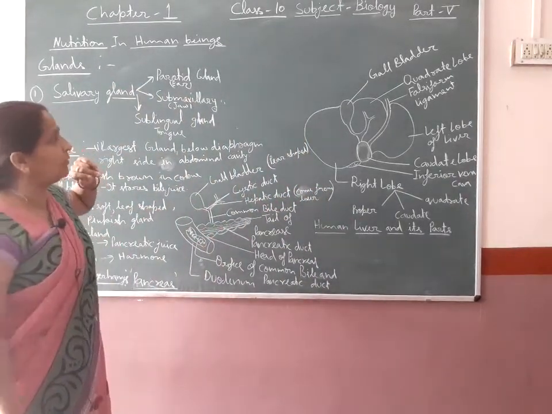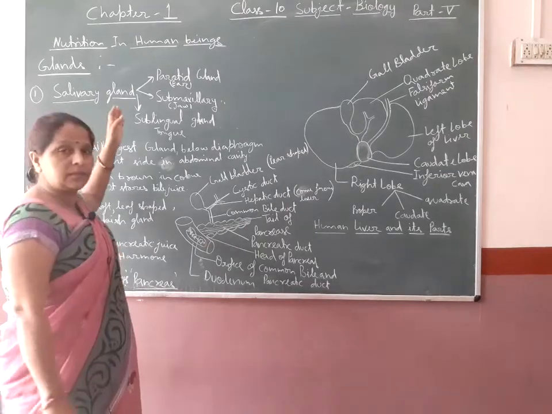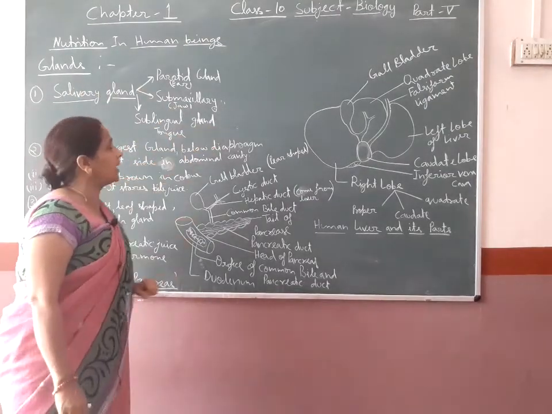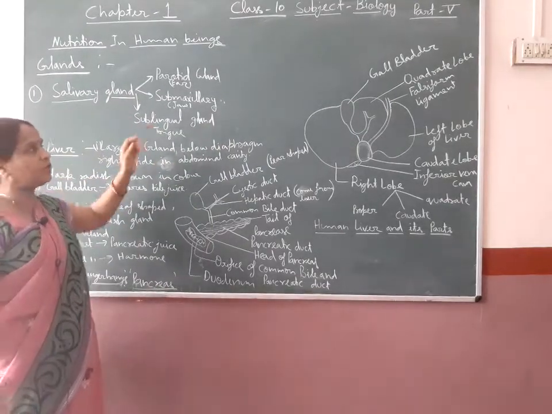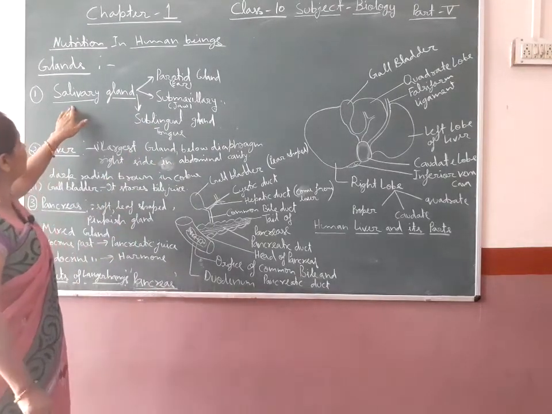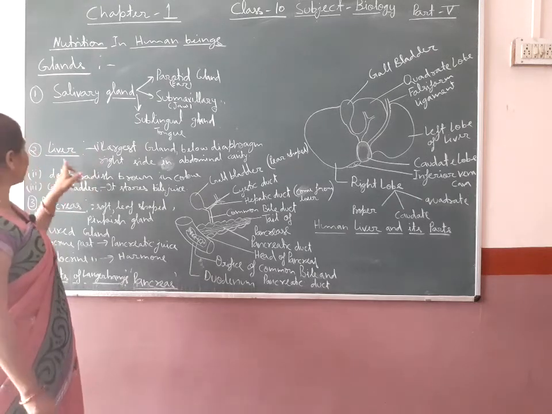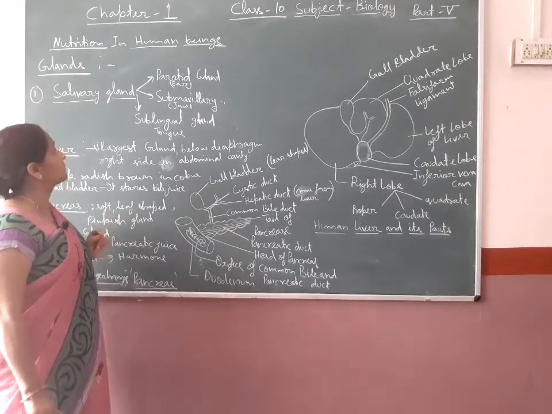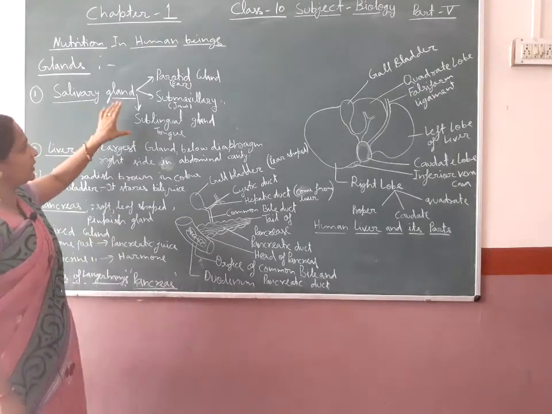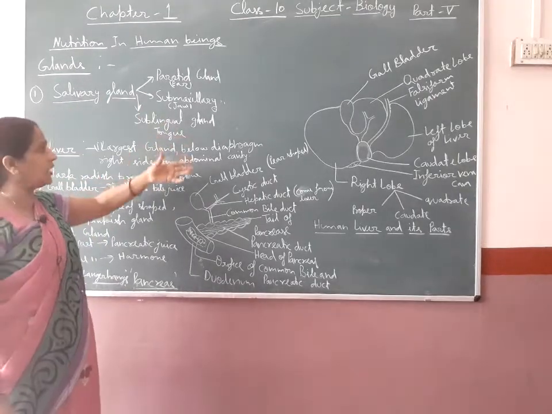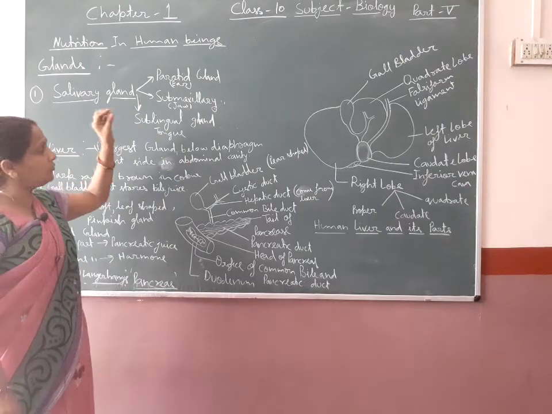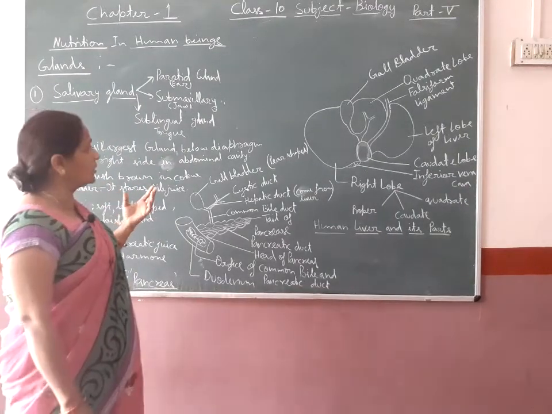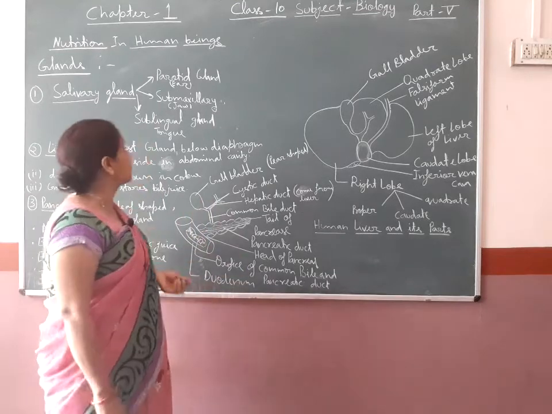Nutrition in human beings. Today I will teach you about the digestive glands. These glands are of three types which are found in human beings. First is the salivary gland, second is the liver, and third is the pancreas. These glands secrete enzymes which are involved in the process of digestion, and digestion means digestion of food.